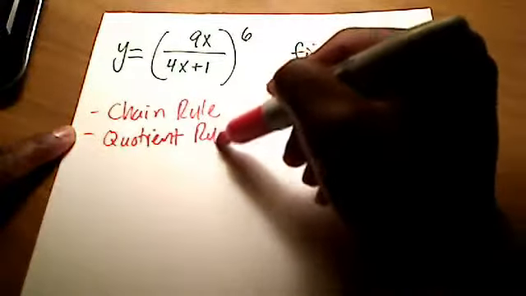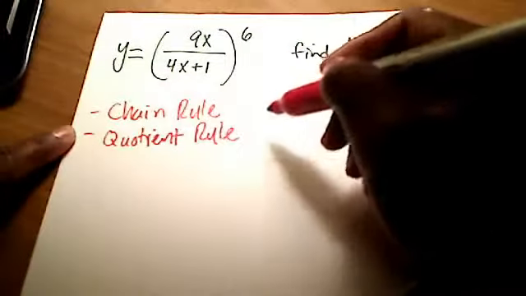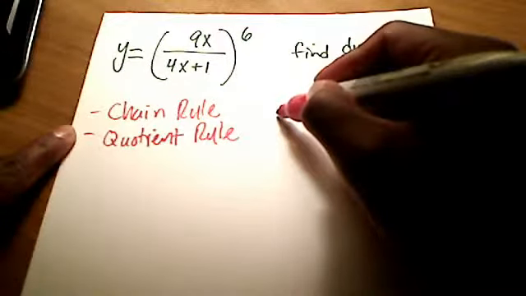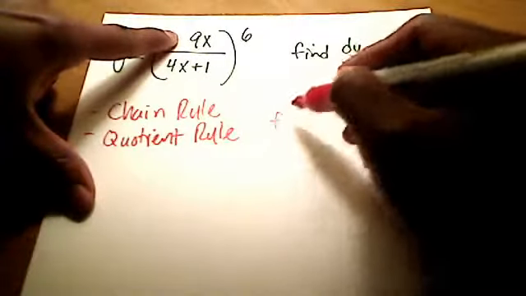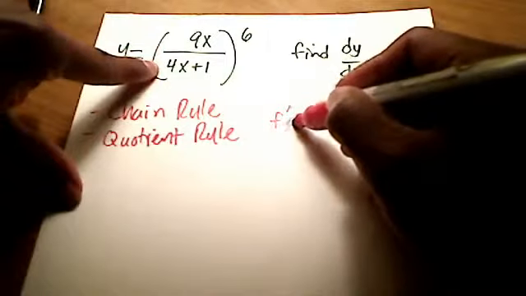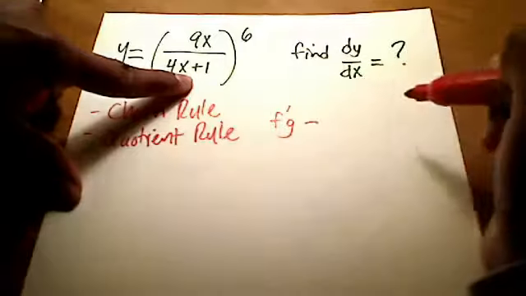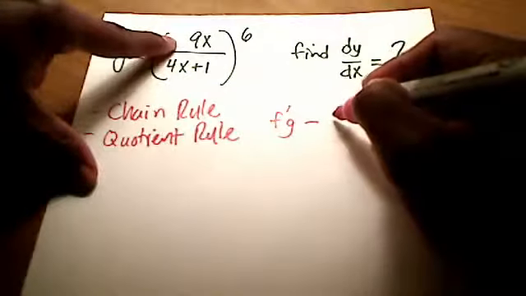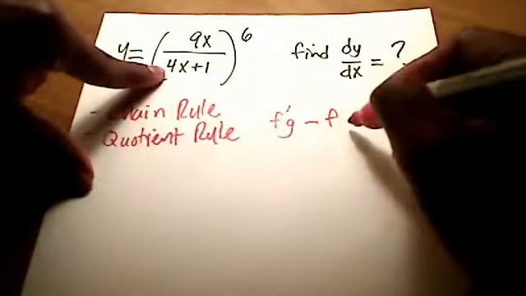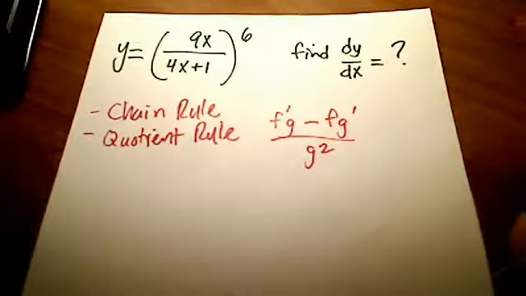We're also going to need the quotient rule. And the quotient rule, as a quick recap, says give me the derivative of the numerator, which we'll call f, and multiply that by the denominator, which we'll call g, 4x plus 1, and subtract from that the numerator, f, times the derivative of the denominator, all over the denominator squared. So there's the quotient rule.